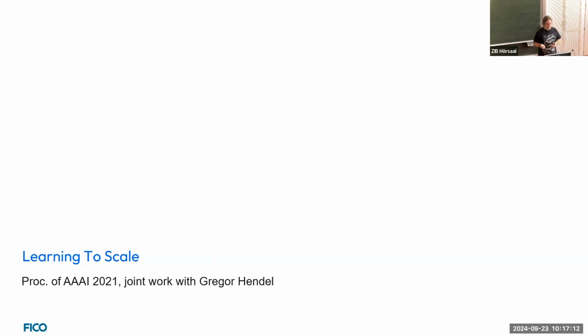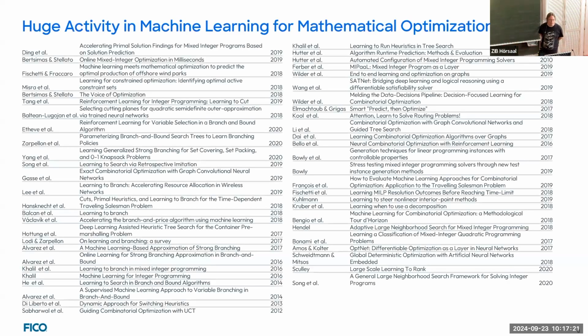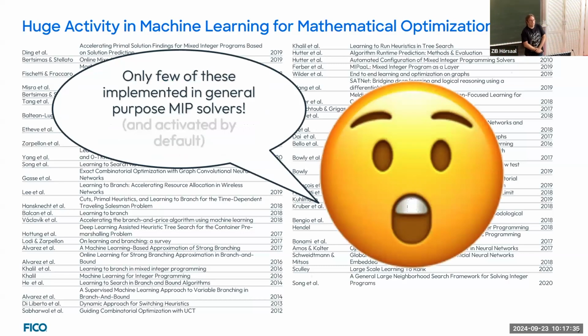That started roughly 4 years ago. We were all sitting at home and had time to read a lot of papers. Here is a selection of ML approaches for mathematical optimization that had been published at this time, definitely incomplete, but still huge. So you would assume that some or many of them would have found their way into general MIP solvers, but that is not the case, or was not the case at the time.